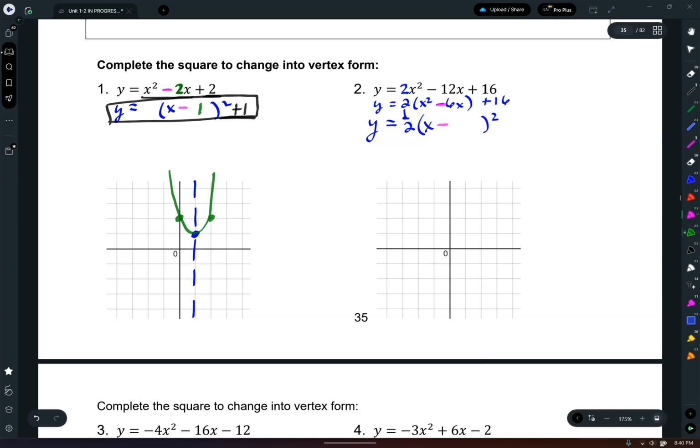And then I'm going to take half of this number. So this is going to be a 3. All right, so now let's think it through. I've changed the equation by writing it this way. Okay, so here's the deal.